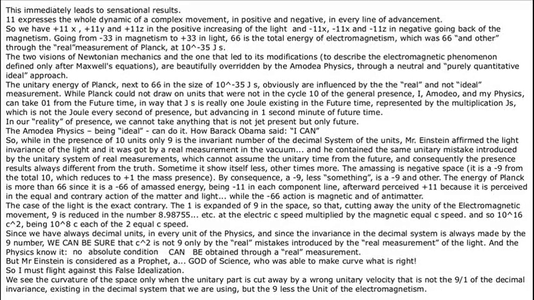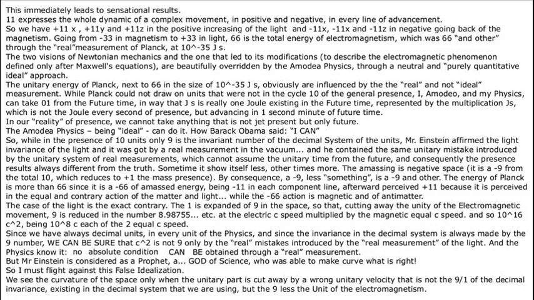So, while in the presence of 10 units, only 9 is the invariant number of the decimal system of the units, Mr. Einstein affirmed the invariance of the light, and it was got by a real measurement in the vacuum, and it contained the same unitary mistake introduced by the unitary system of real measurements, which cannot assume the unitary time from the future, and consequently the presence result is always different from the truth. Sometimes it shows itself less, other times more.